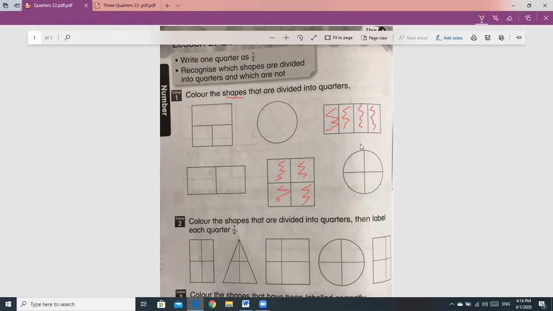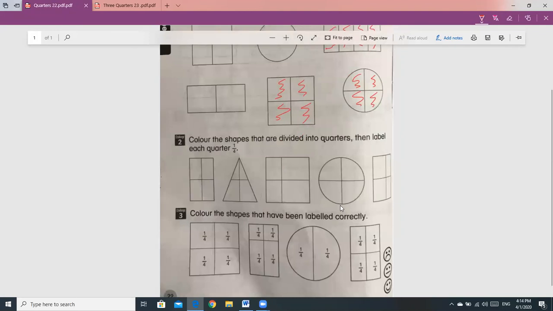Okay, here. Is this a quarter? Yes, it's 4 equal parts, so I'm gonna color it. Let's see the second question. He said to me, color the shapes that are divided into quarters, then label each quarter. I have to color the shapes that are divided into quarters, then label each quarter.